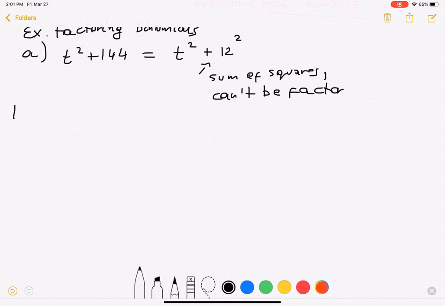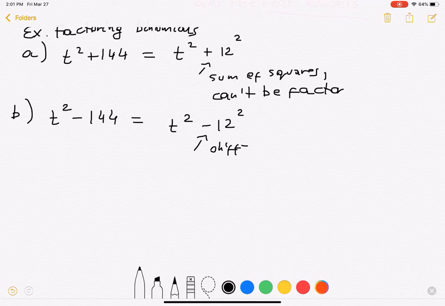B, you're going to have almost the same expression, but you have t squared minus 144. Again, that can be rewritten as t squared minus 12 to the second power. So here you have a difference of squares.